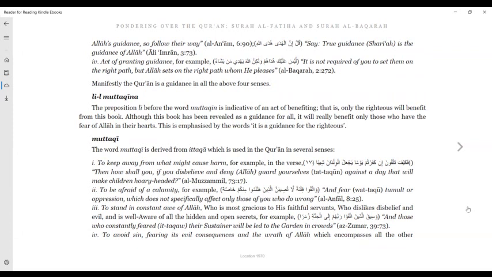Manifestly, the Quran is a guidance in all the above four senses. لِلْمُتَّقِينَ. The preposition lil before the word muttaqeen is indicative of an act of benefit. That is, only the righteous will benefit from this book. Although this book has been revealed as a guidance for all, it will really benefit only those who have the fear of Allah in their hearts. This is emphasized by the words, it is a guidance for the righteous.